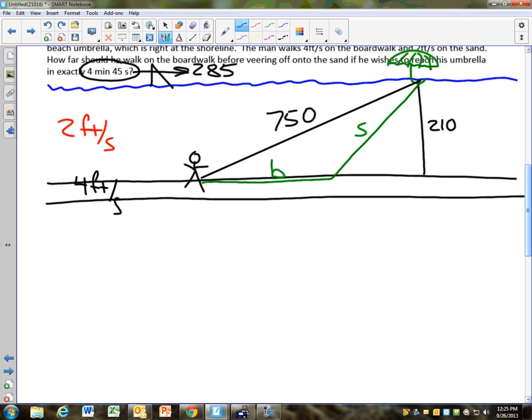Would you agree that the time on the boardwalk plus the time on the sand should equal 285 seconds? We all squared away there?